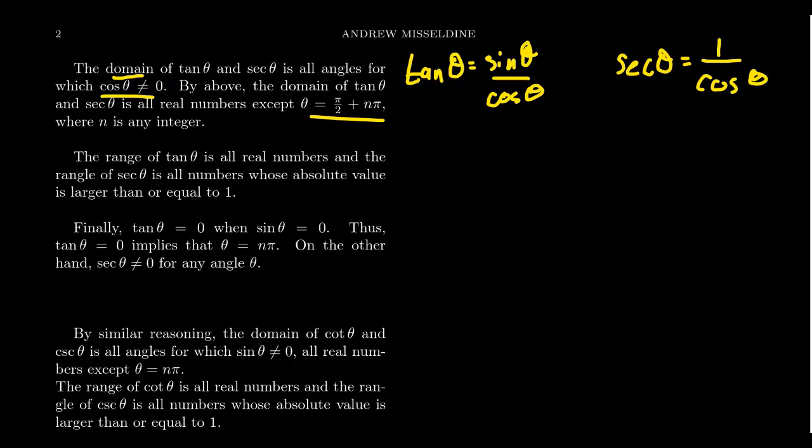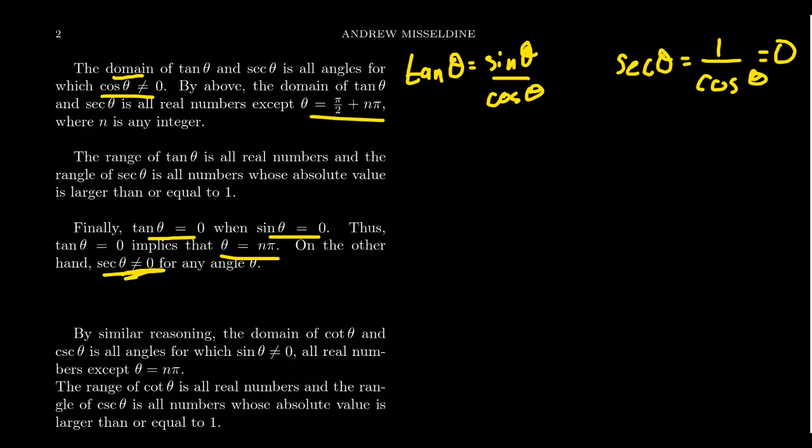In terms of their x-intercepts, though, when is tangent equal to 0? Well, you have a fraction. The only way a fraction can equal 0 is if its numerator is equal to 0. So tangent is equal to 0 exactly when sine is equal to 0. And as we observed earlier, sine is equal to 0 when theta equals a multiple of pi. Now, on the other hand, can secant ever equal 0? Well, a fraction, like I said, can only equal 0 if the numerator is equal to 0. But the numerator here is 1. That can't equal 0. So it turns out that secant can never equal 0, as it's the reciprocal function to cosine.